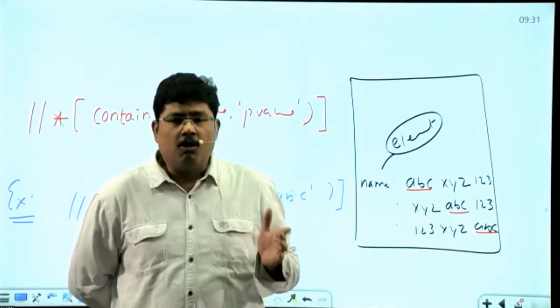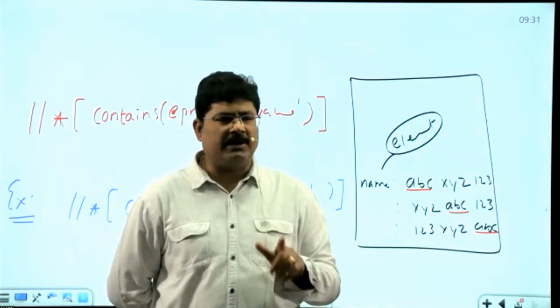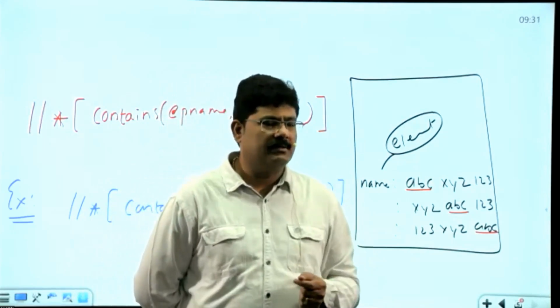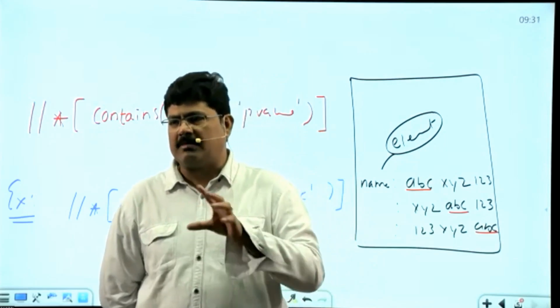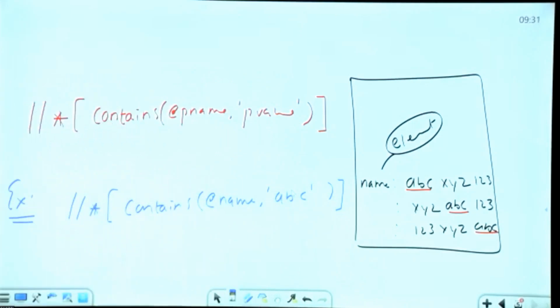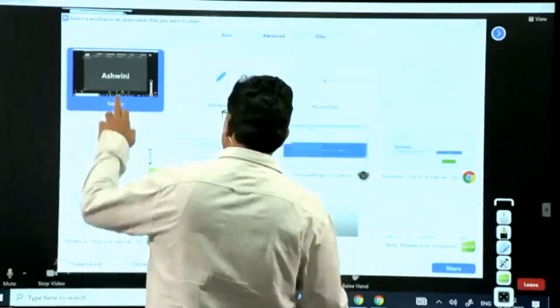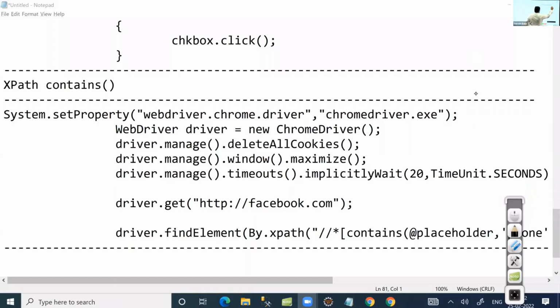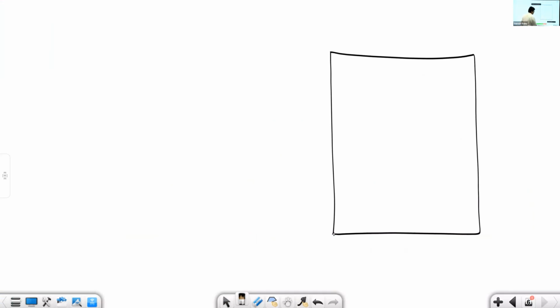And also, if no property helps you find the element, we can go for the location of the element. Now let me explain how to use the location of the element in XPath. Note this down: using location of the element in XPath. Try to understand this.